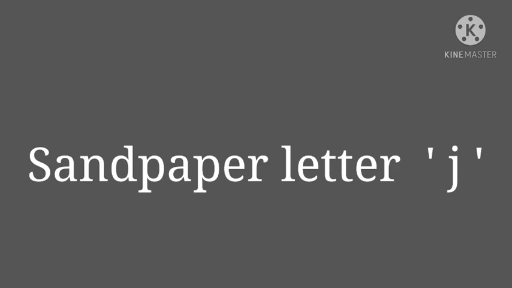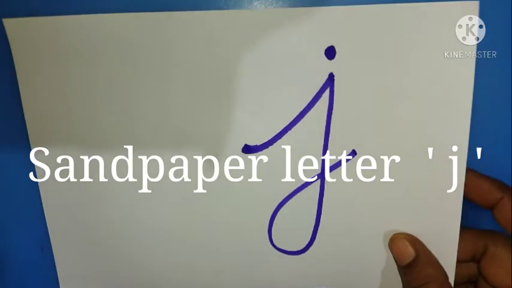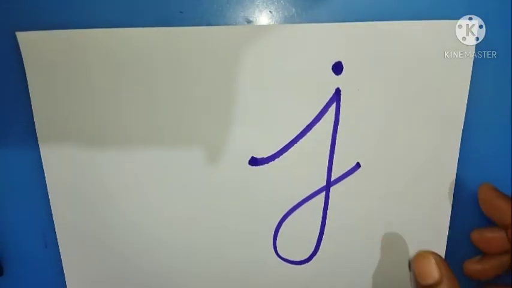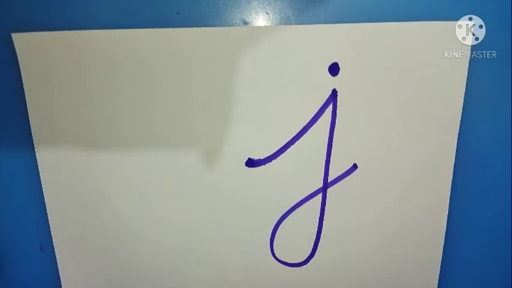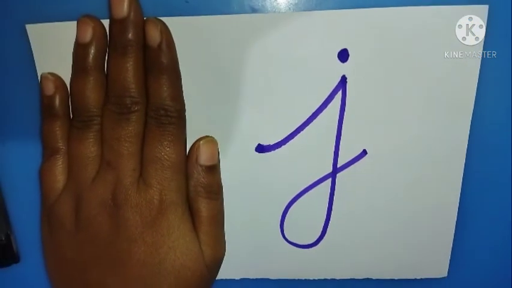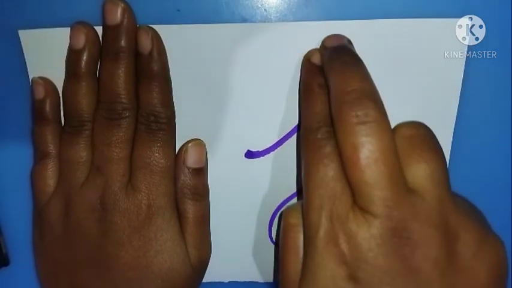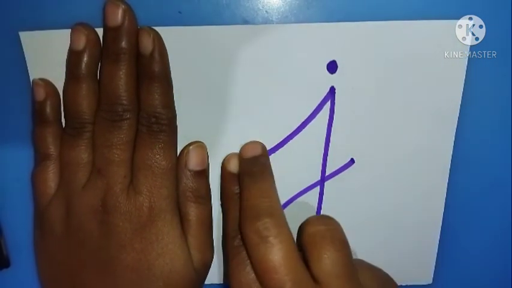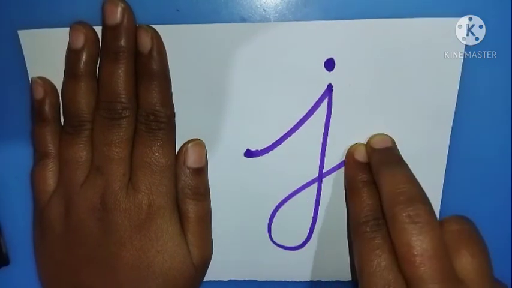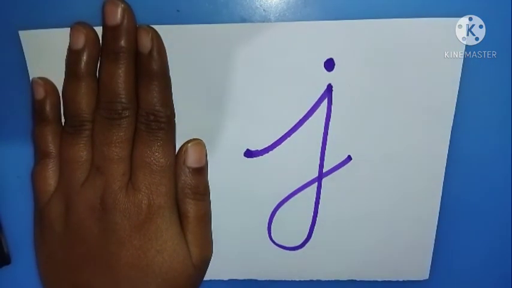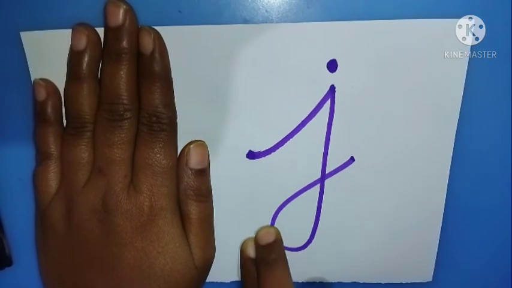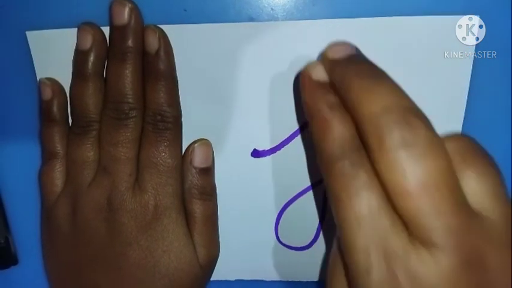The next letter is J. We are going to introduce letter J here. Take the sandpaper letter tracing frame. Keep your left palm and start tracing as it should be done. And say the sound J as in jam. J. Trace it several times. Then the child takes over the activity.